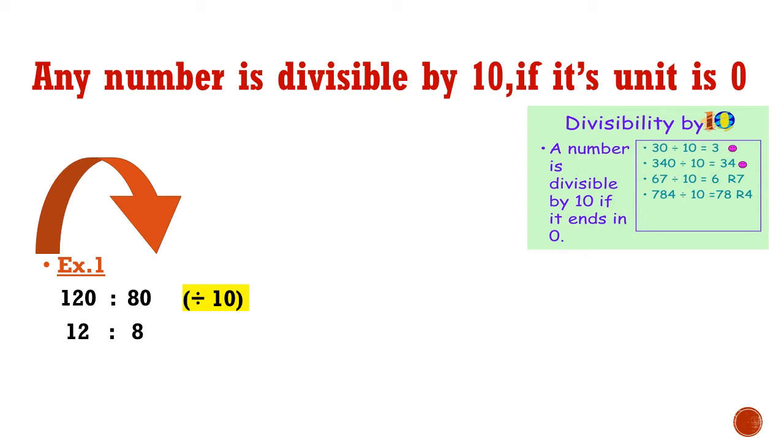Both of them are even. Then start to divide by 2. We get the ratio 6 to 4. Even again, divided both of them by 2. And we get the simplest form 3 to 2.